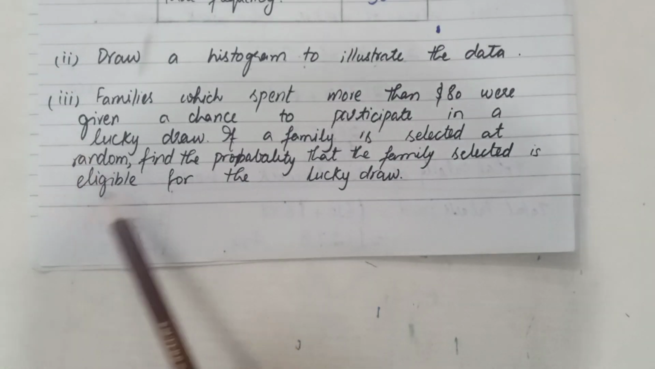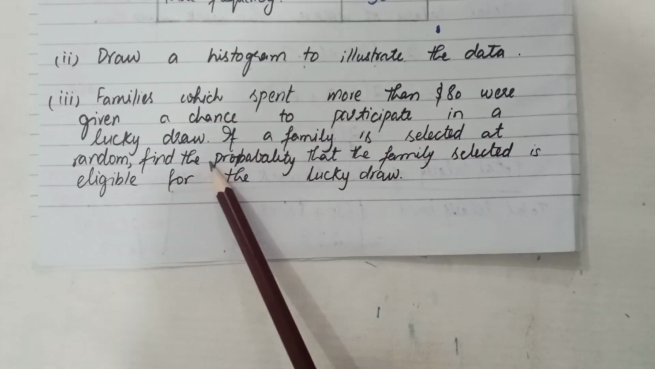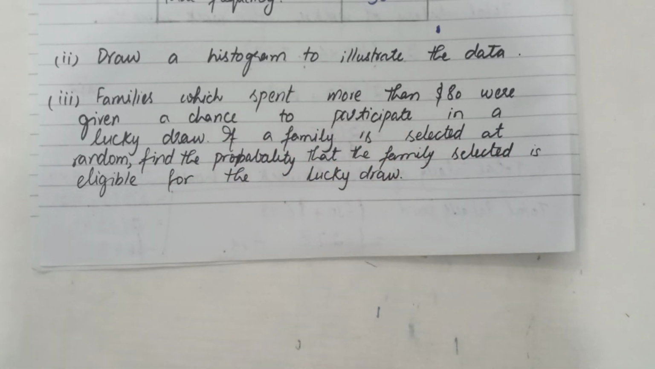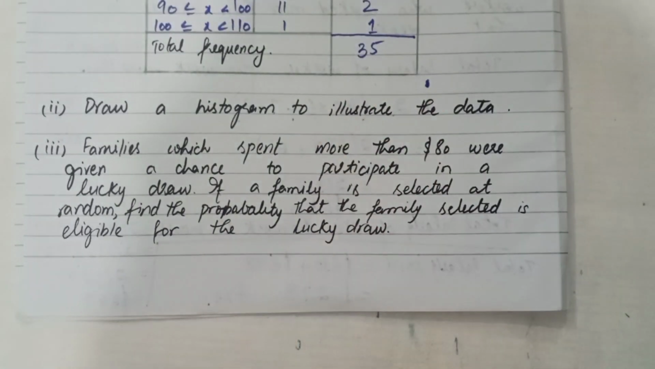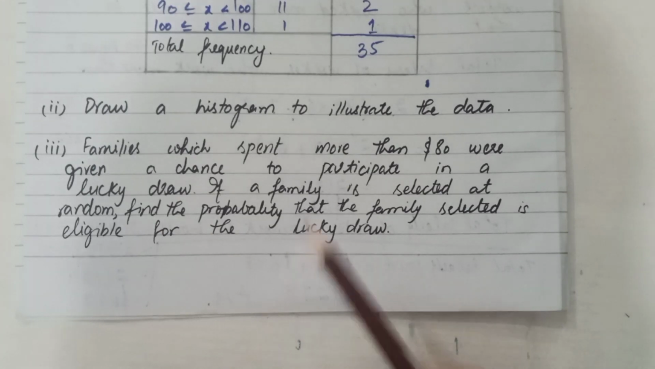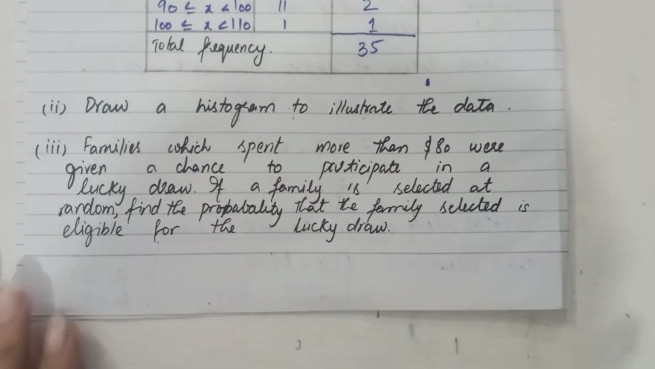Now, students, part number 3: families which spend more than $80 were given a chance to participate in a lucky draw. If a family is selected at random, find the probability that the family selected is eligible for the lucky draw. We know that the probability is the number of favorable outcomes divided by the total number of outcomes. Total number of outcomes is 35, and now we have to find the families which spend more than 80.